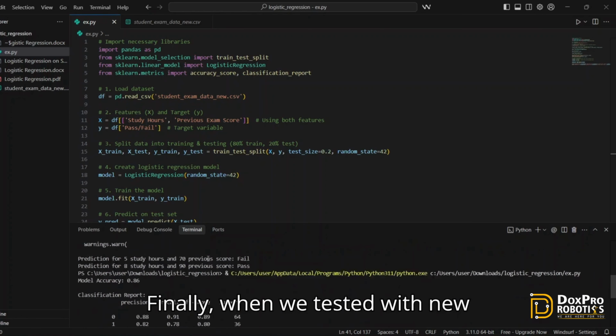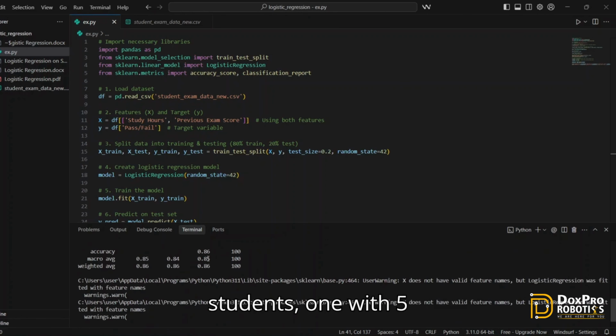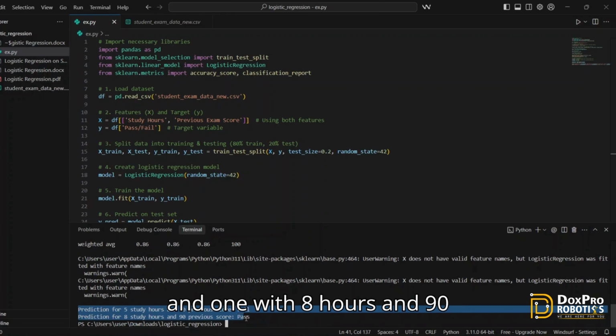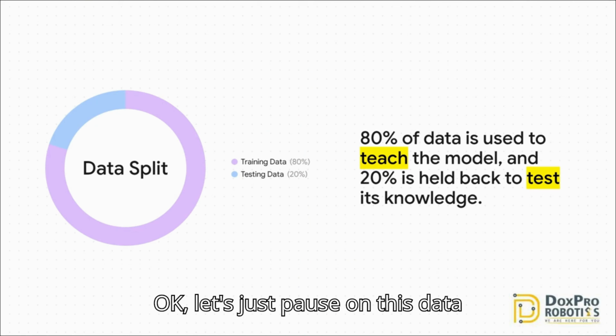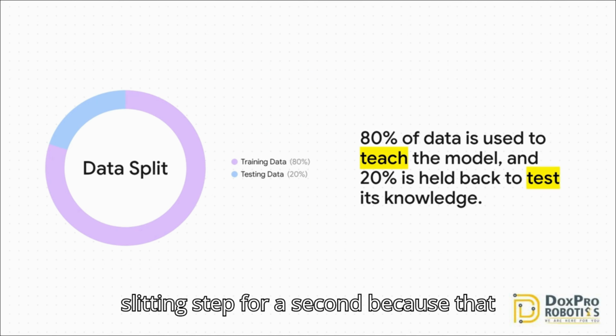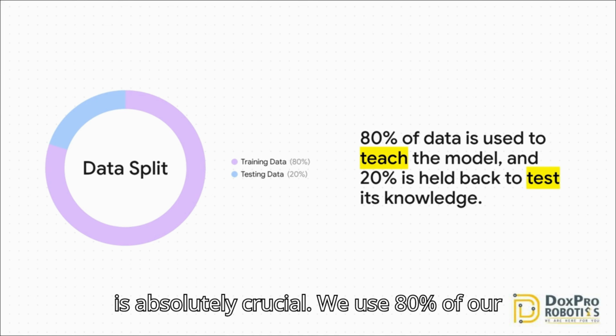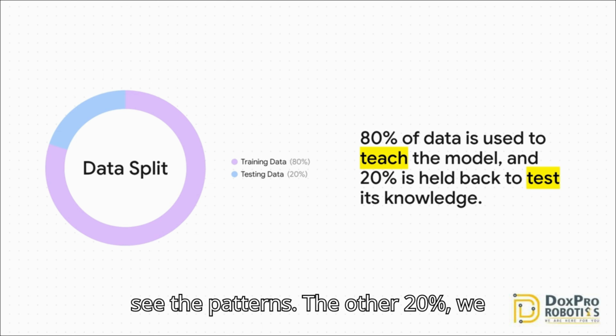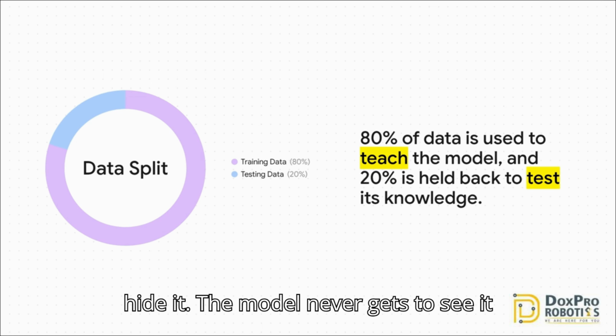Finally, when we tested with new students, one with 5 hours and a 70 score failed, and one with 8 hours and a 90 score passed. Okay, let's just pause on this data splitting step for a second, because it is absolutely crucial. We use 80% of our student data to teach the model, to let it see the patterns. The other 20%, we hide it.